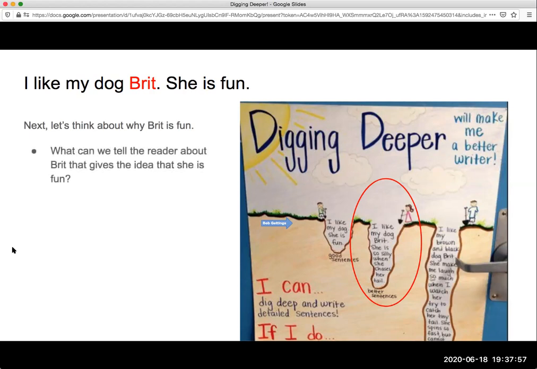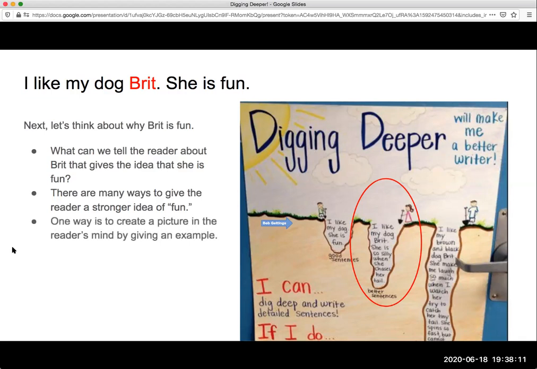Now let's think about why Brit is fun. What can the writer tell us about Brit that gives us a better idea that Brit is fun? There are so many ways to give the reader a stronger idea of fun. One way is to create a picture in the reader's mind by giving an example. I like my dog Brit. She is so silly when she chases her tail. So silly when she chases her tail gives me a picture of Brit turning around and around, trying to catch her tail in her mouth.